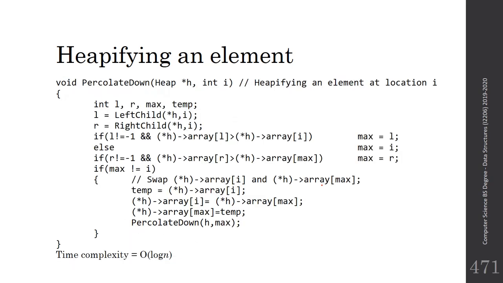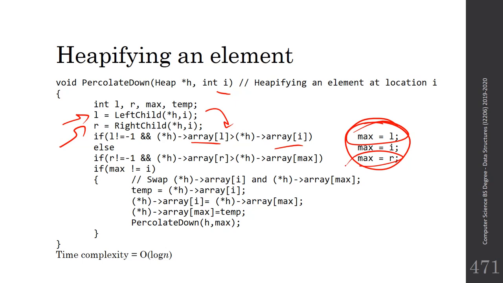So to percolate down, let's check the code. I have the index of the element and I need to push it down. For that I find the index of the left child and the right child, and then I need to find the maximum between these three elements. This is the calculation. I check if the index of L, the left child, is greater than I. If the left child is the maximum, I save the maximum here. Otherwise I will check the right one. If the right one is greater than max, I will save the right one, and in both cases, here we have the else, we keep I as maximum.